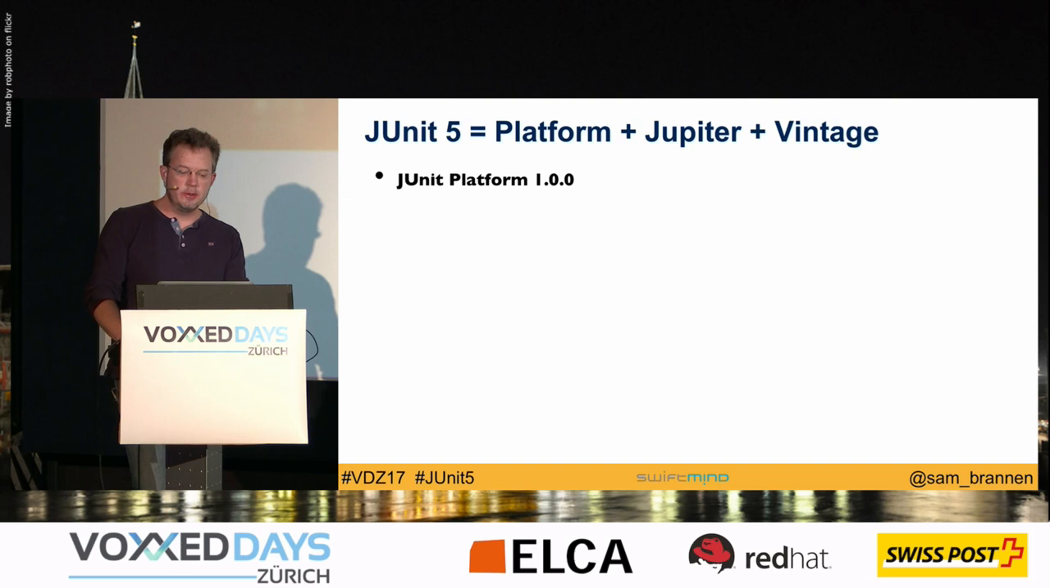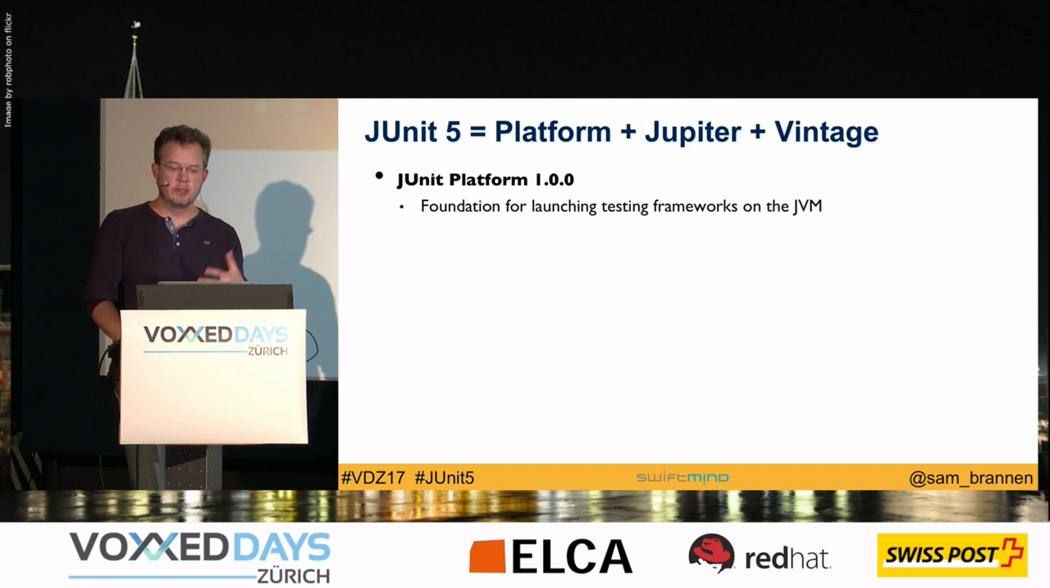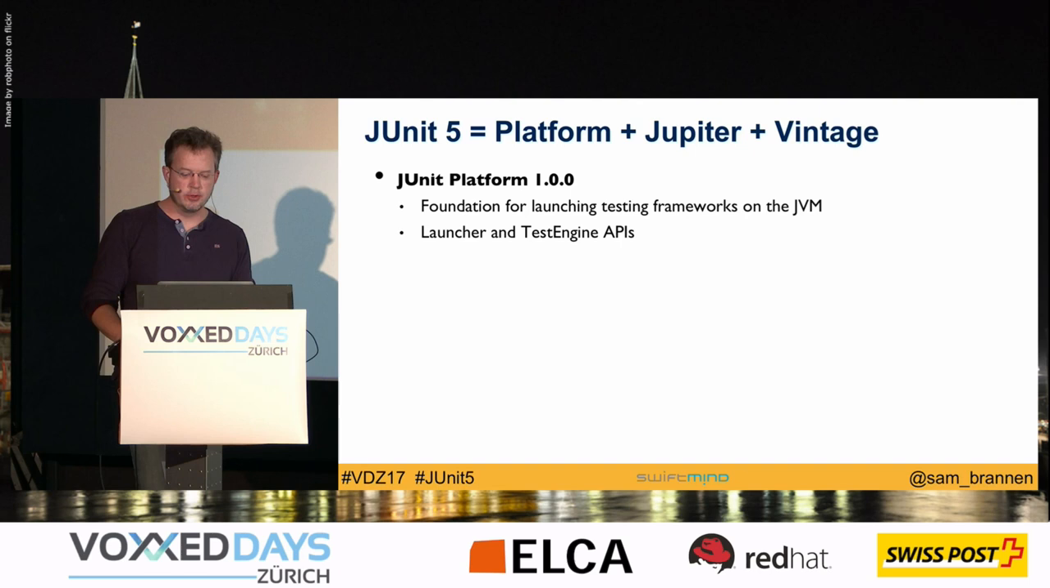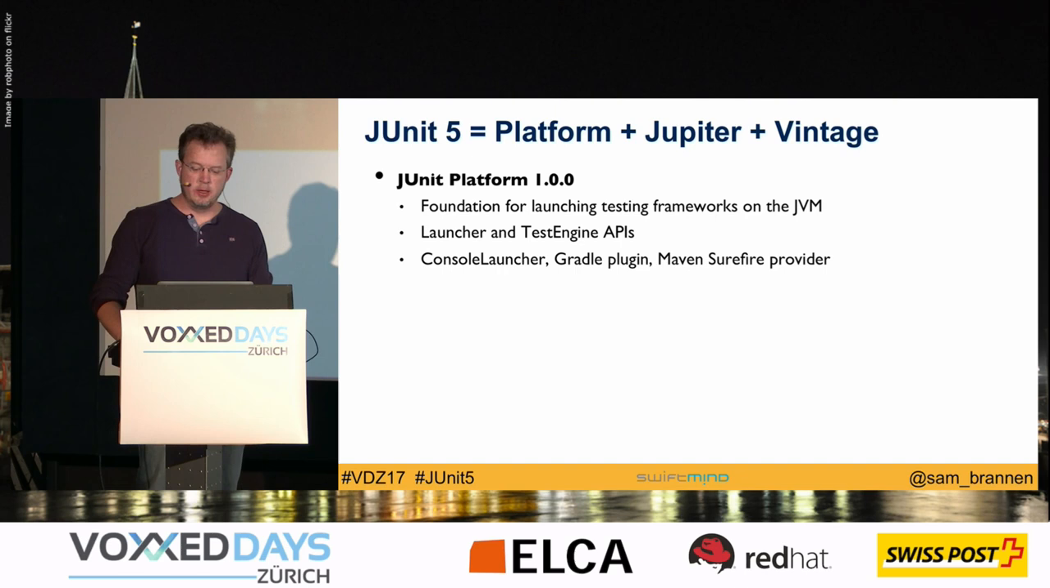That's going to be released as version 1.0. And that's the foundation for launching any kind of testing framework on the JVM, so not even limited to the JUnit testing framework. There are already some frameworks out there written in Scala, Groovy, and Kotlin, for example, that are building on the same base platform that the JUnit 5 programming model builds on as well. So that has at its core launcher and test engine APIs. We have a console launcher so you can run it from the command line, a Gradle plugin, and a Maven Surefire provider that we've written. We'll talk more about that later on.